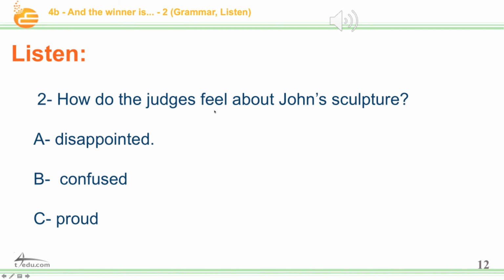2. How do the judges feel about John's sculpture? A. Disappointed. B. Confused. C. Proud. Disappointed, confused, proud. Of course, the answer is disappointed.